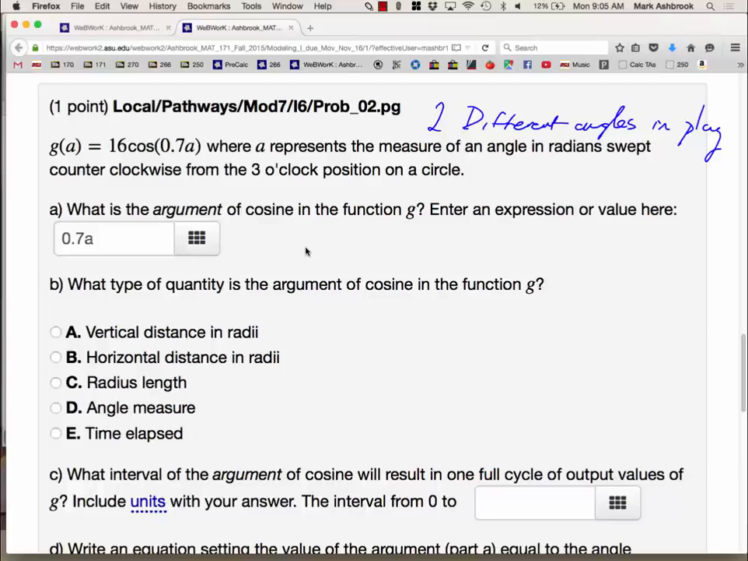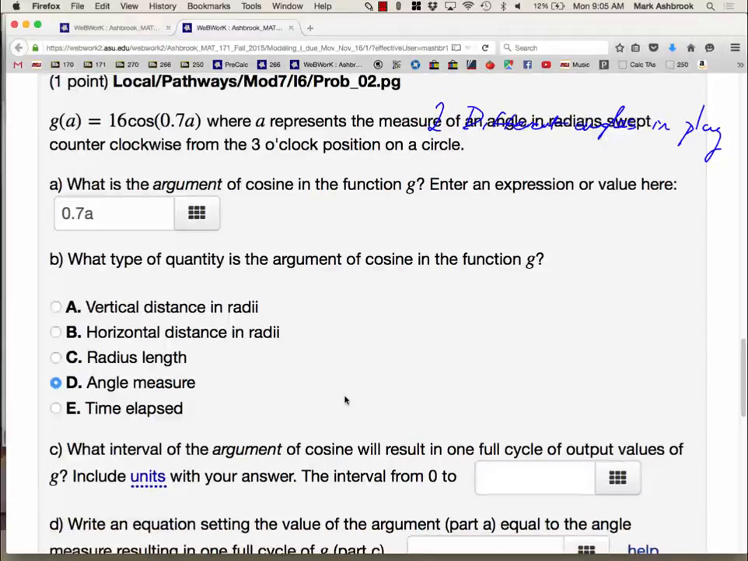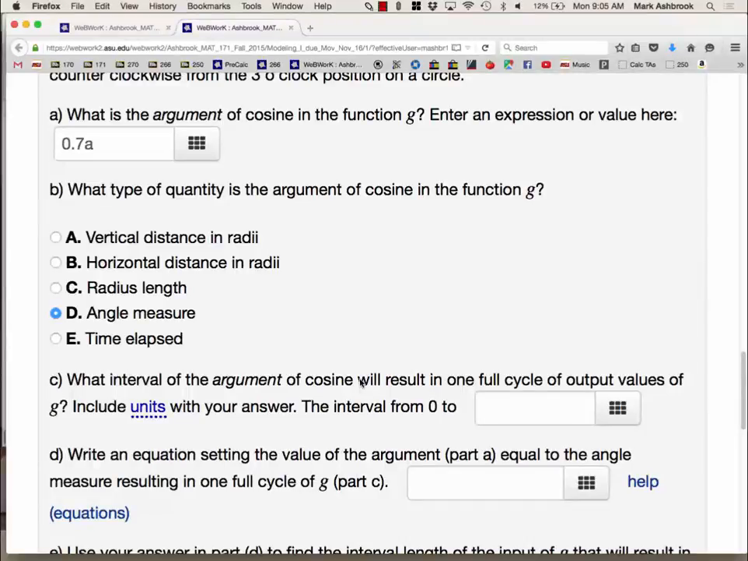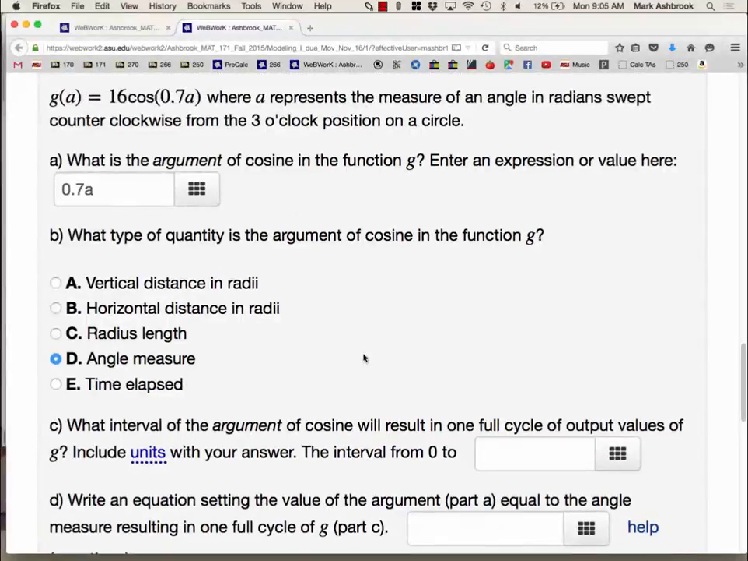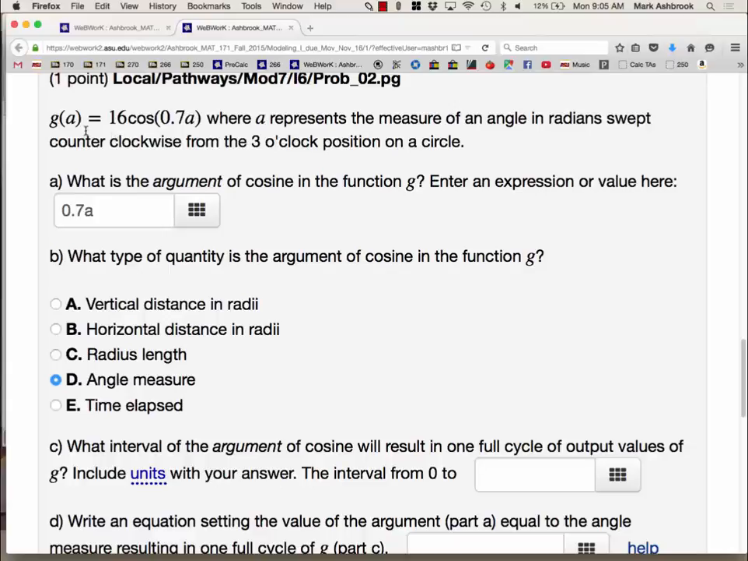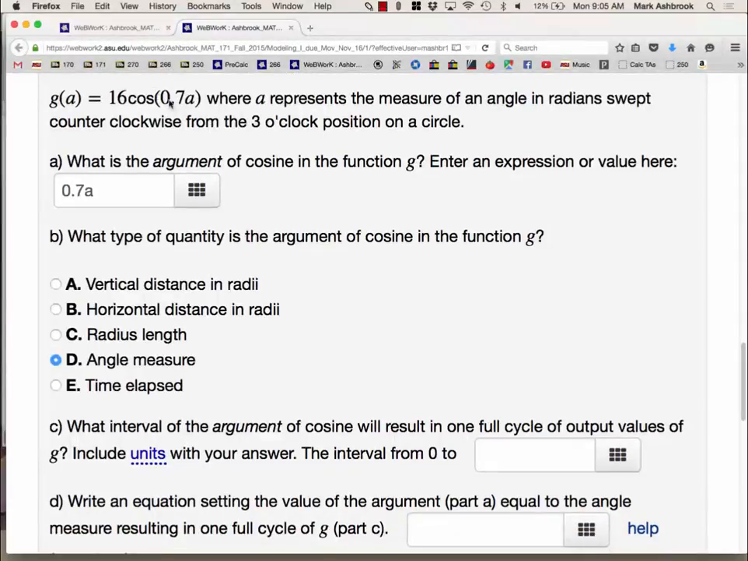What type of quantity is the argument? So what type of quantity is this 0.7A? Angle measure. It's got to be angle measure. If that argument is what's going into cosine, it has to be angle measure. All right. What interval of the argument will result in a full cycle of the function g? This is how we find period, right? So we say that when the input of cosine hits 2 pi, we get a full cycle. So that input of cosine now is that argument, 0.7A.